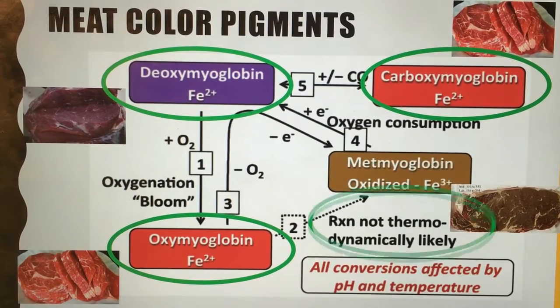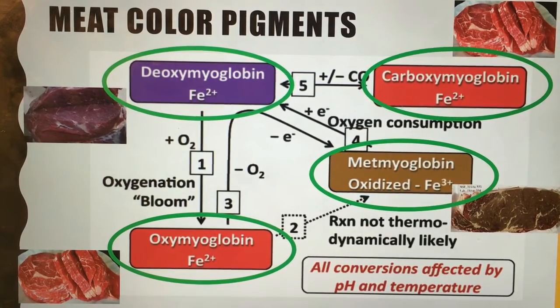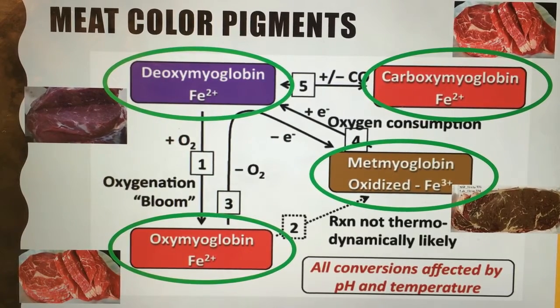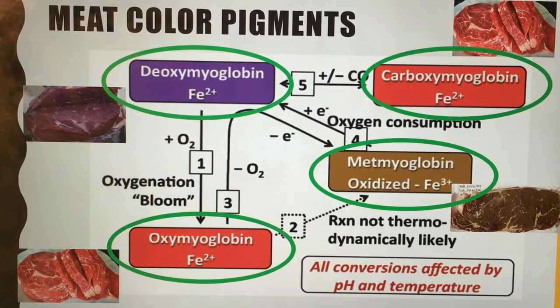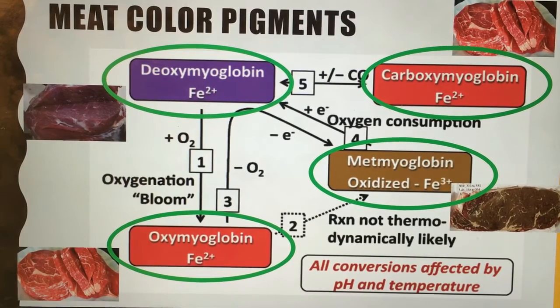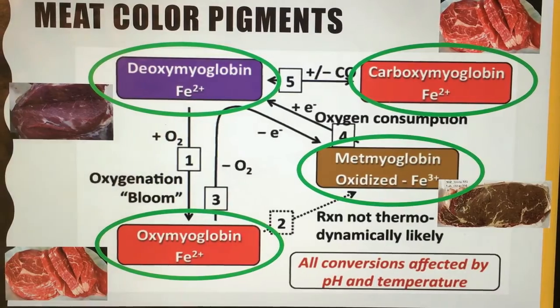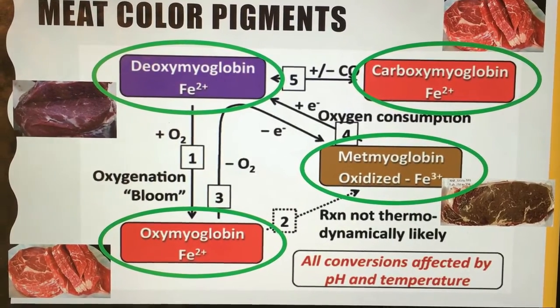Brown color metmyoglobin forms in the middle, between the purple-red layer and the bright red meat layer, where the oxygen tension is low. Myoglobin is oxidized to metmyoglobin. The ferrous ion becomes a ferric ion, with water as the ligand attached to the 6th binding site.